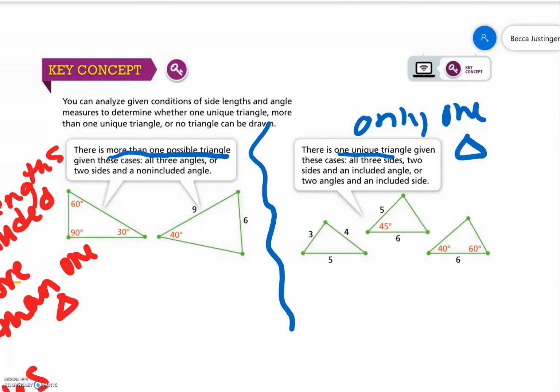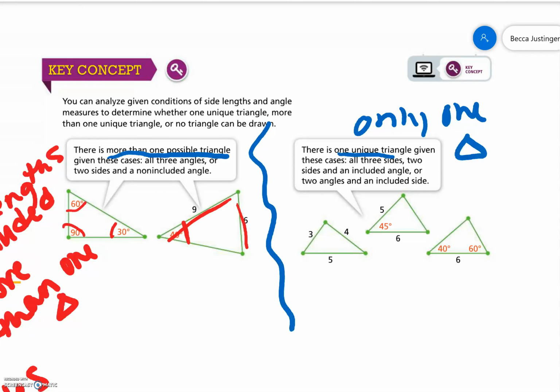So there's only one triangle if they tell you all three sides. There's only one triangle if they tell you a side, an angle, and a side. There's only one triangle if they tell you an angle, a side, and an angle. But if they tell us only three angles, it could be a bunch of different triangles. If they tell you two sides and one angle that's not between the two sides, it could be more than one triangle.